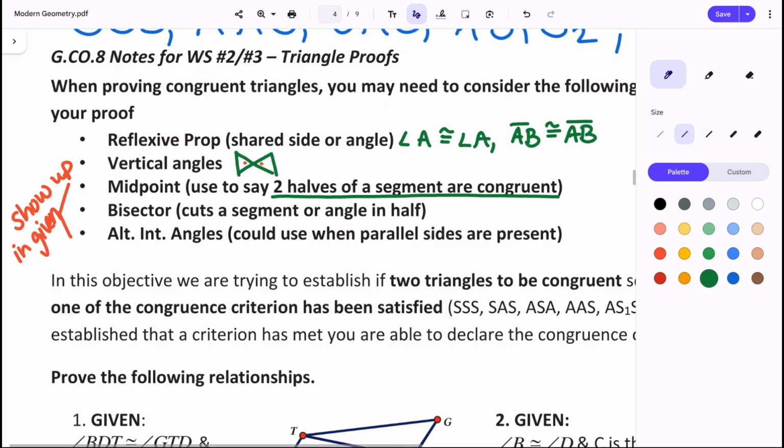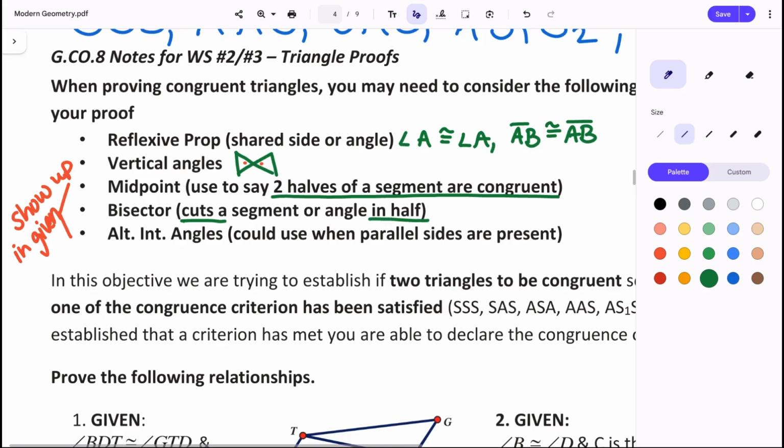That's using the midpoint property. Now, bisector kind of works the same way as a midpoint does because it cuts something in half, but it could be on an angle or on a segment. And so I'm just going to write it cuts in half. It cuts a segment in half, or it cuts an angle in half.